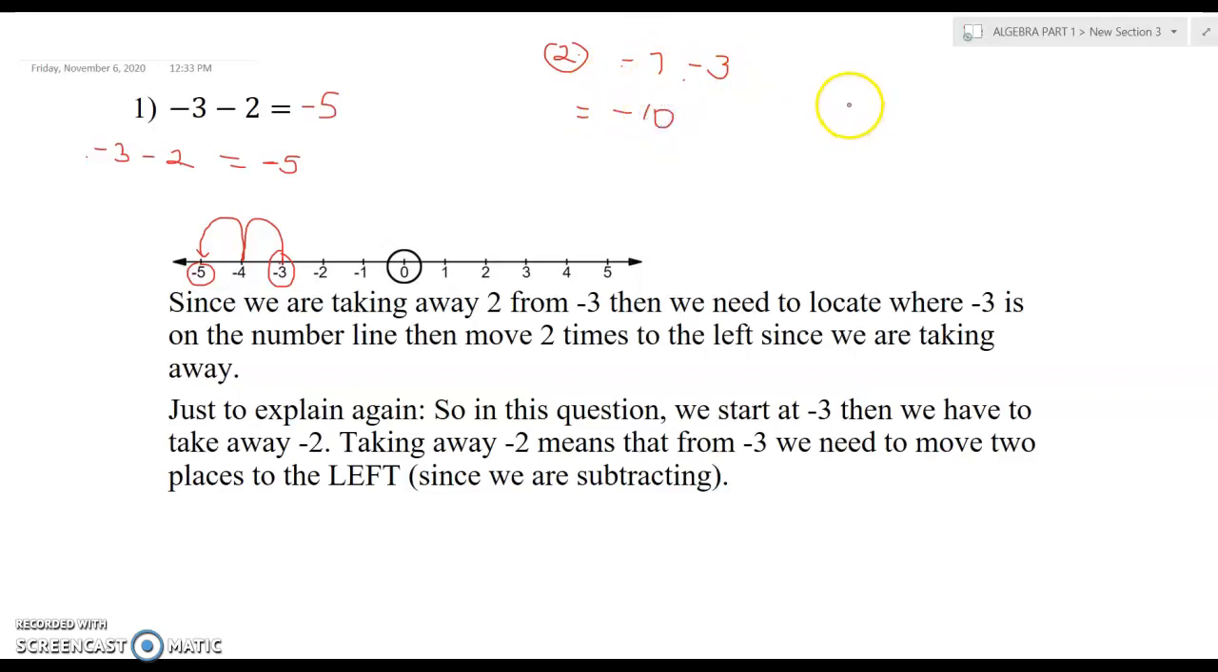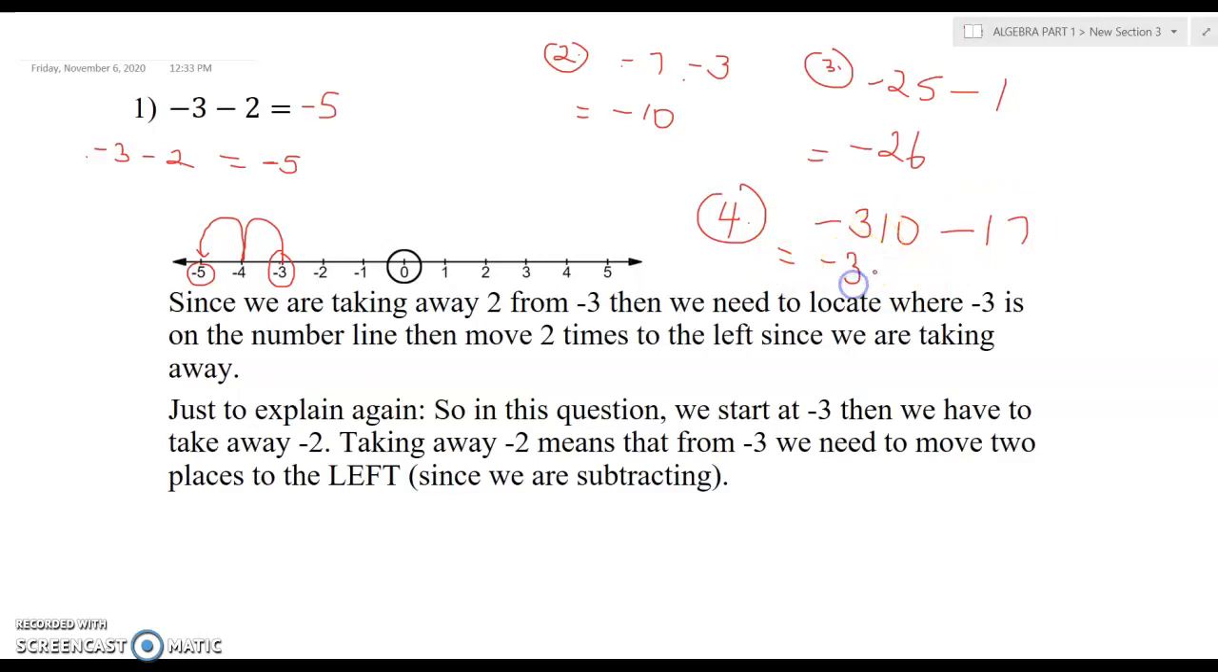You could check it with the number line, not a problem. Let's try one more. Negative 25, take away 1, right? Both negative, there are no positives there, so put your negative sign, and then 25 and 1, 26. Let's look at one more. Negative 310 minus 17, right? Both negatives, so put your negative, and then you just add those two numbers. So you get 327, right? So it takes a little practice getting the hang of this.